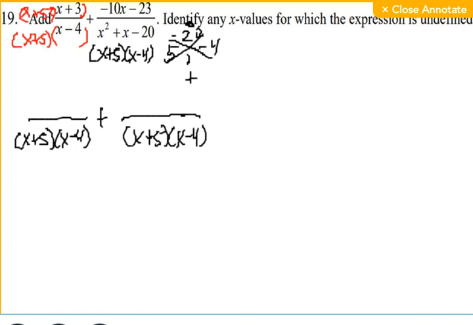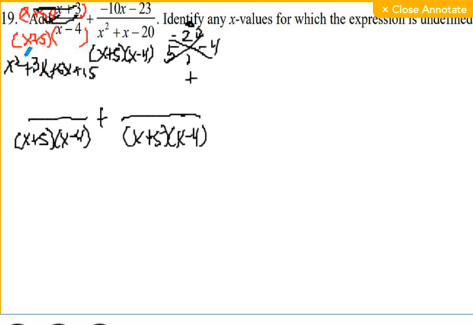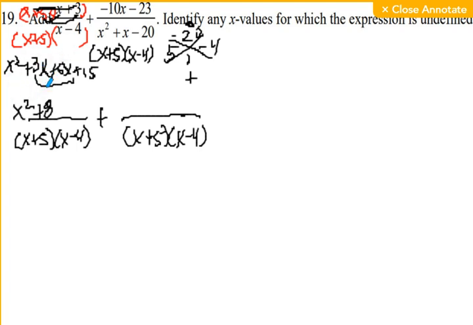So let me first distribute x times x, that's x squared. X times 3, that's 3x. And then we got 5 times x, that's 5x. And 5 times 3, that's 15. So can we combine these 3 and 5? Yeah, so that is x squared plus 8x plus 15 goes right there. And the other numerator stays the same, negative 10x minus 23.